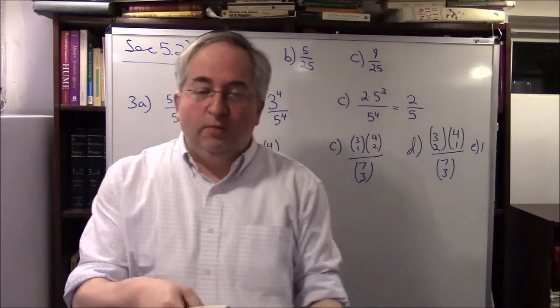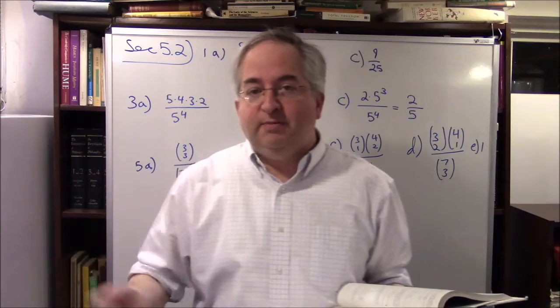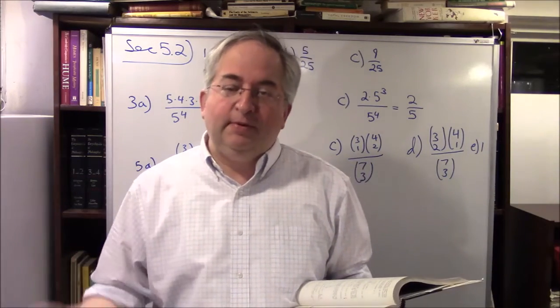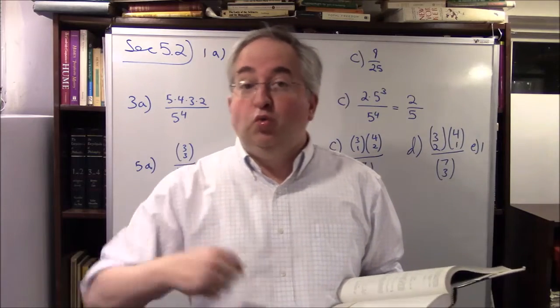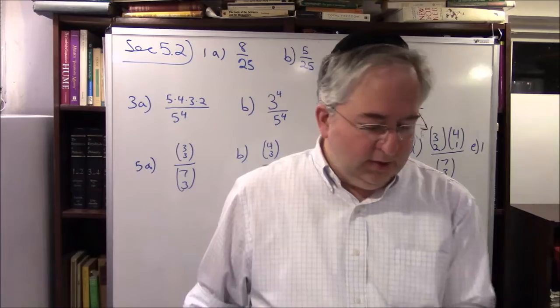Okay, this is the homework for section 5.2, and like I said, this is all probability, but probability is basically just 2 counting problems. You count what's on the top, you count what's on the bottom. You count what you want to happen, you count what could happen. That's the bottom. Okay, so let's go through it.